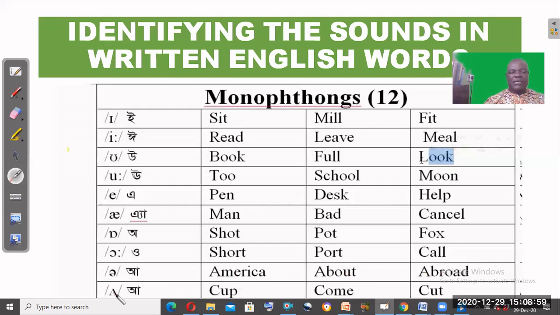Next we have the central vowel sound. We have this sound in car, calm, cut, as in she cut her finger. Cut, calm, cut. So these are the 12 monophthongs and how they can be identified in written English words.